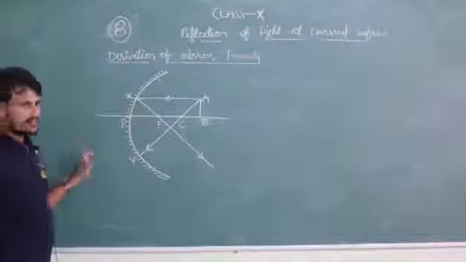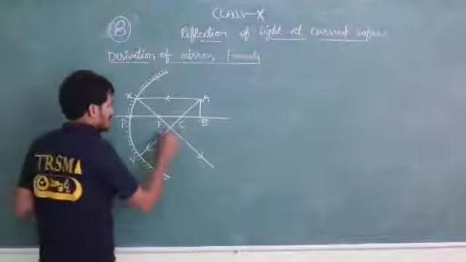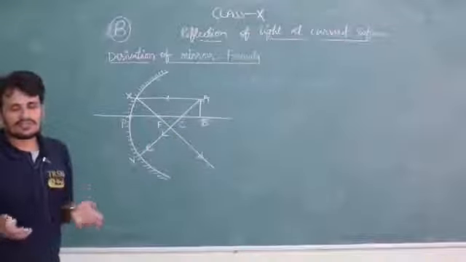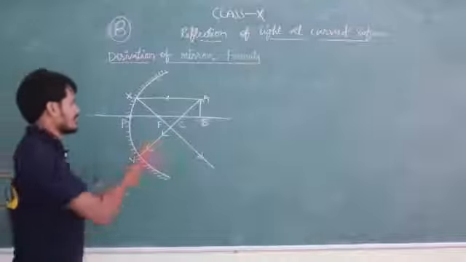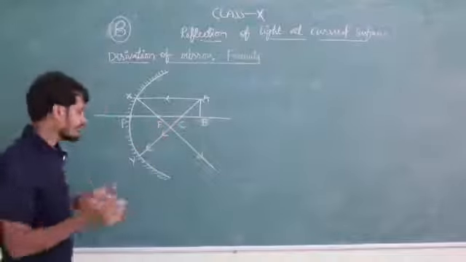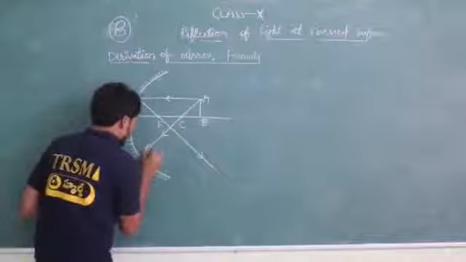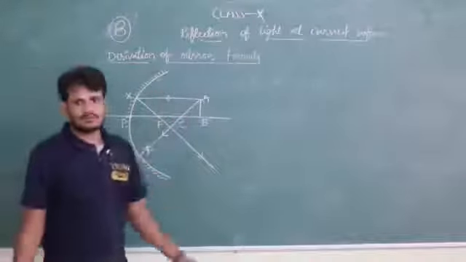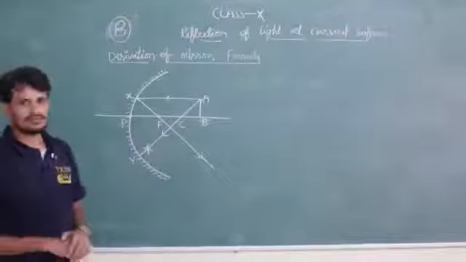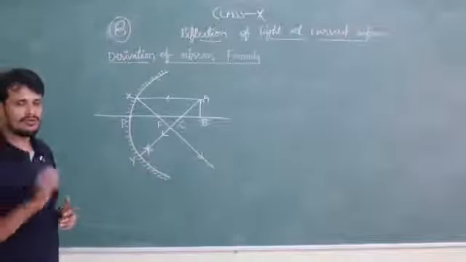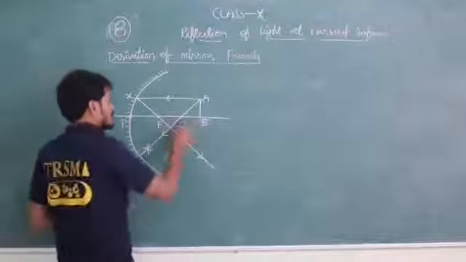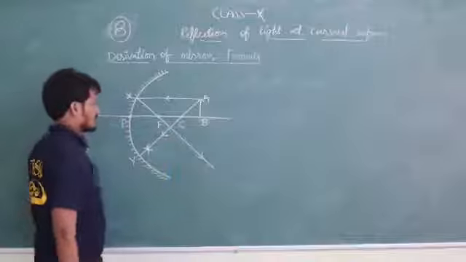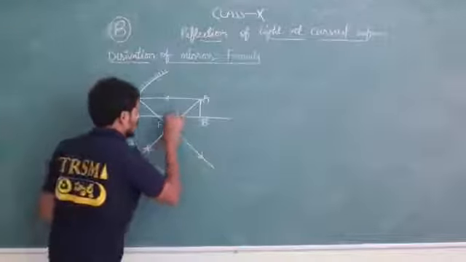X is the first incident ray, Y is the second incident ray. We know what happens if an incident ray passes through the center of curvature: the reflected ray also passes through the center of curvature only. Now the question is where the image is formed. When we place the object beyond C, the image forms between F and C. So where these two reflected rays intersect, the image is formed.